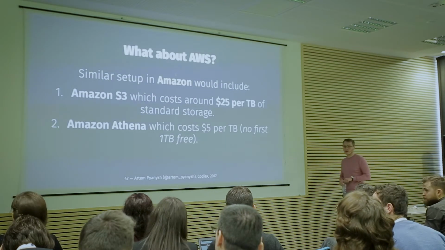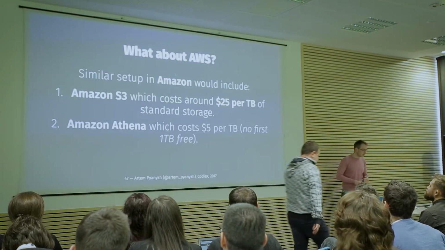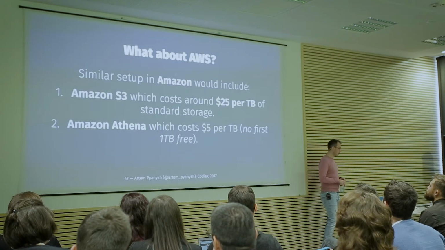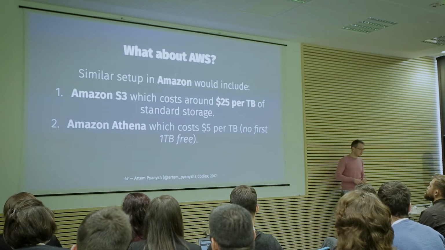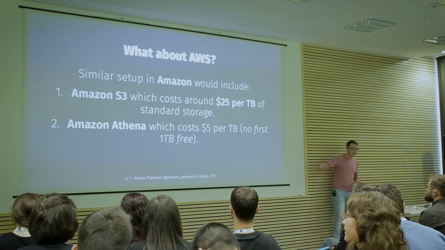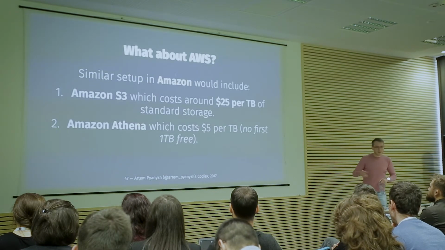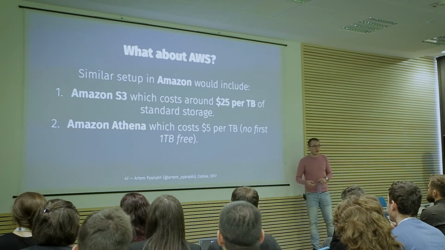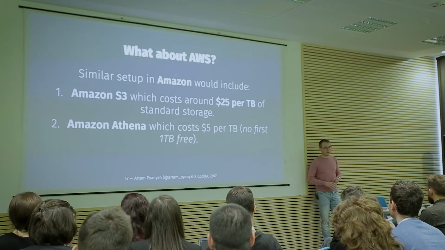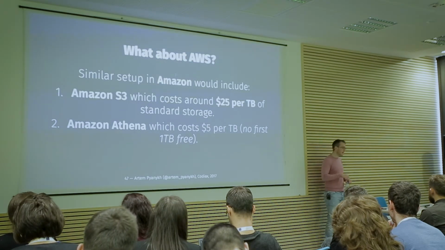Not all of you are on Google Cloud. We also have Amazon Web Services, and you can have a similar setup in Amazon, but I have no hands-on experience with it. I can just share my thoughts about this. Amazon S3 has a similar cost: $25 per terabyte of standard storage. Amazon Athena is similar to Google BigQuery, but it works directly on the files in S3. So it has a similar querying interface, but there you can actually control costs.